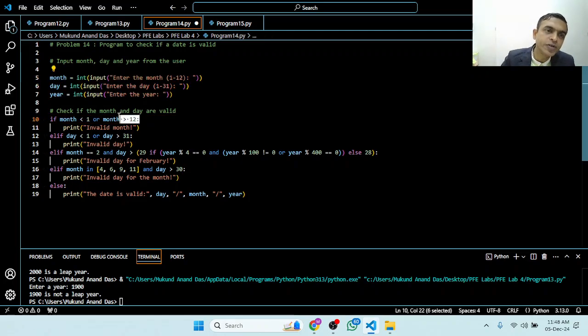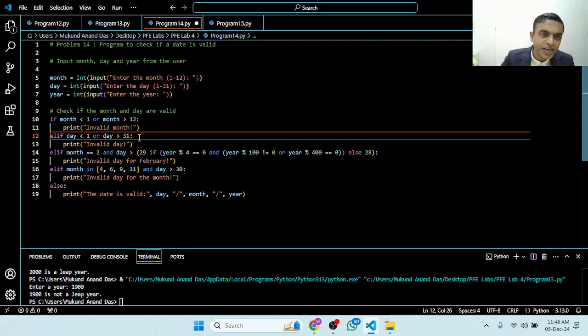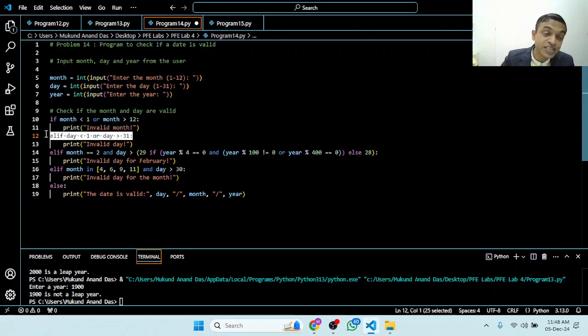For a month, it should be between 1 to 12. So we are checking this here. For a day, it should be between 1 to 31. This is the basic check. If somebody enters 32, it is outrightly out.